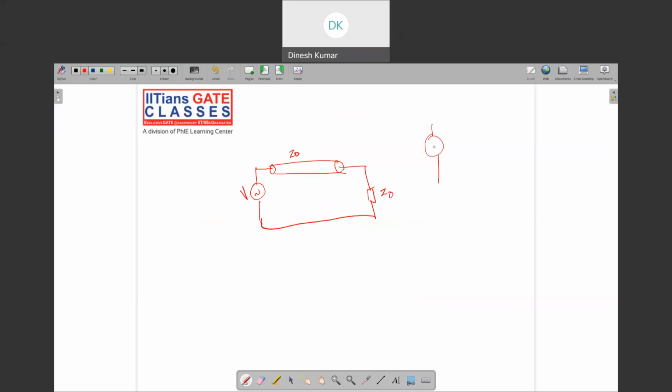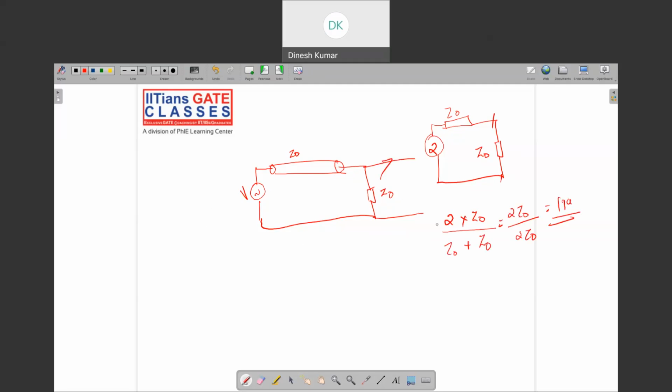That is basically 2 per unit, now Z0. Here also it will be Z0. Now what is the voltage across this? That will be 2 into Z0 divided by Z0 plus Z0, that is 2Z0 divided by 2Z0, which is 1 per unit. So whatever surge comes here is actually passed through this without any amplification.